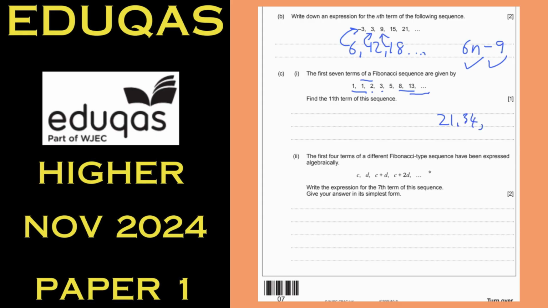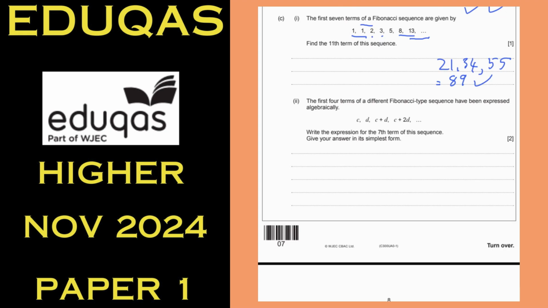21 plus 34 gives 55. That's the 8th, 9th and 10th terms. We need the next one. So it's 34 plus 55, 89, only worth the 1 mark.